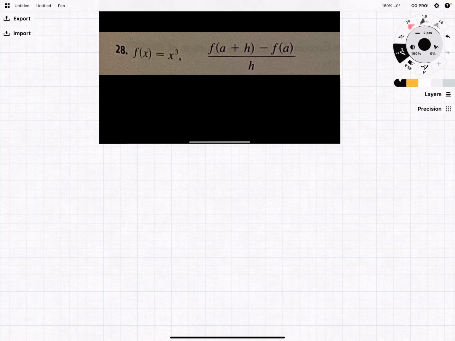This is Stewart Calculus 8th edition, section 1.1 and problem 28. This problem is going to involve quite a bit of algebra, and you'll see why it does have to do with this x cubed right here in the picture. But let's get started. So, number 28, I'll just rewrite the problem.